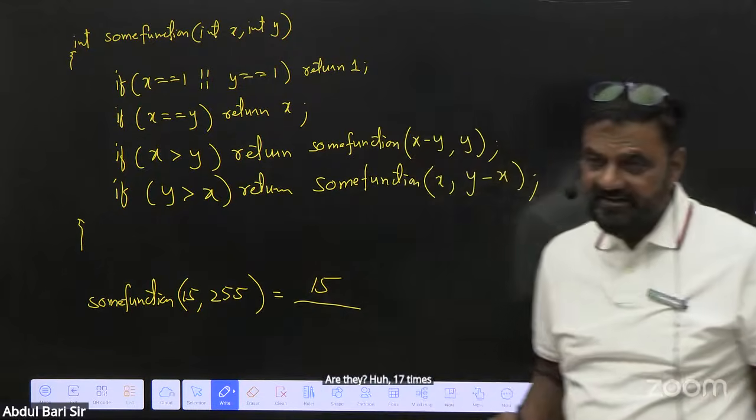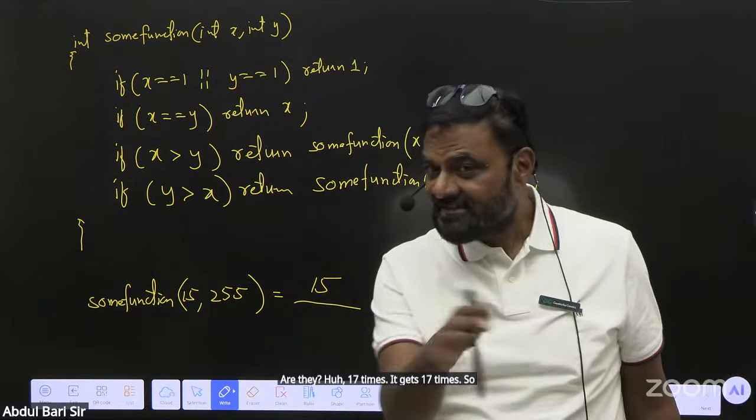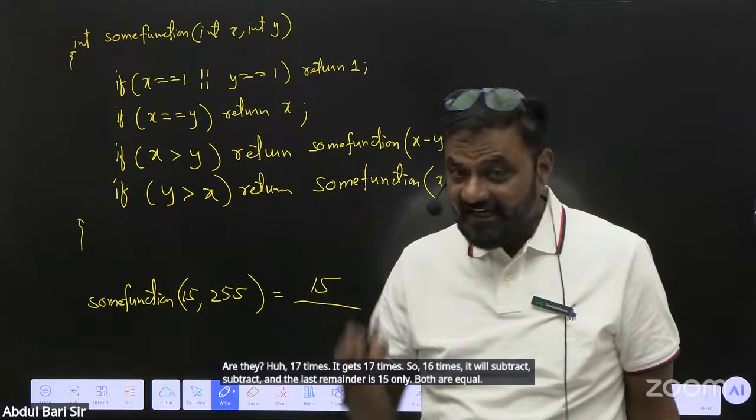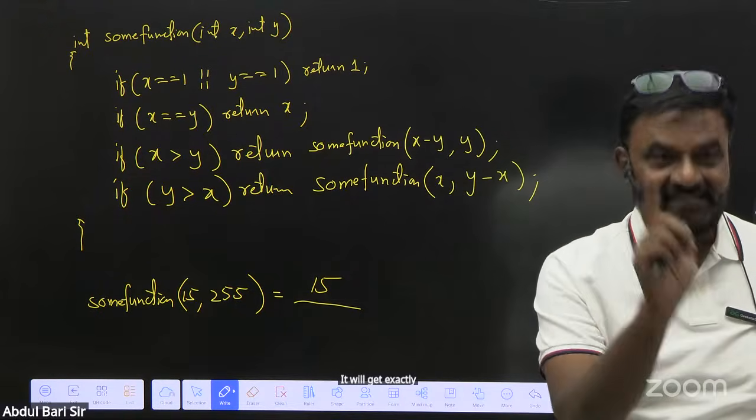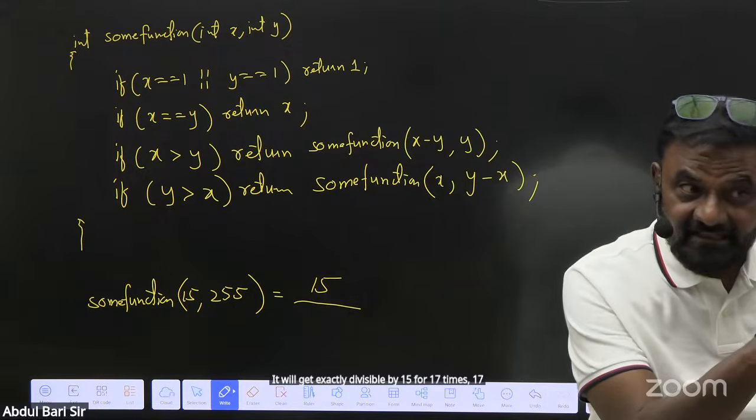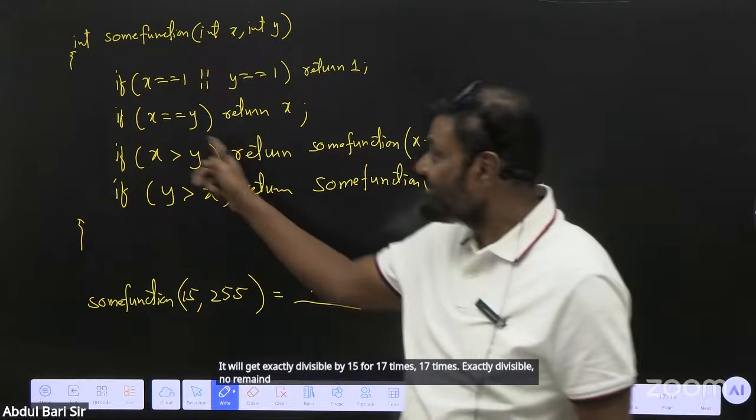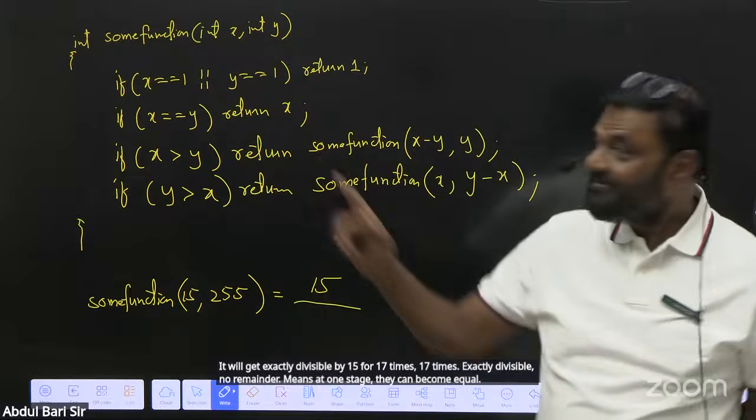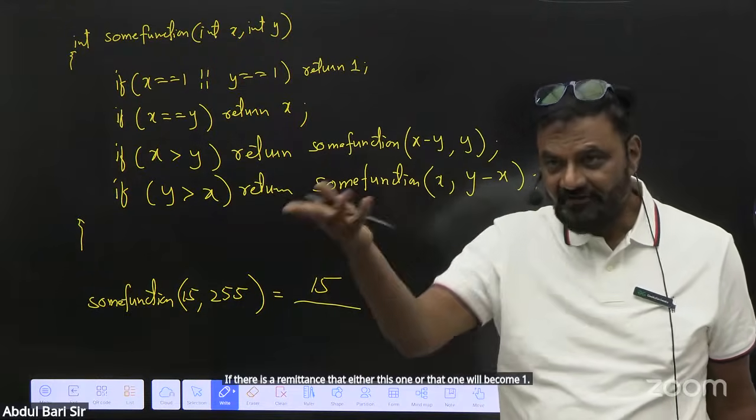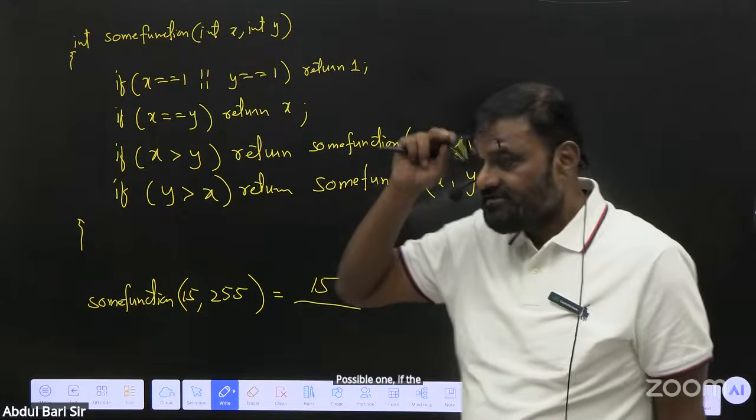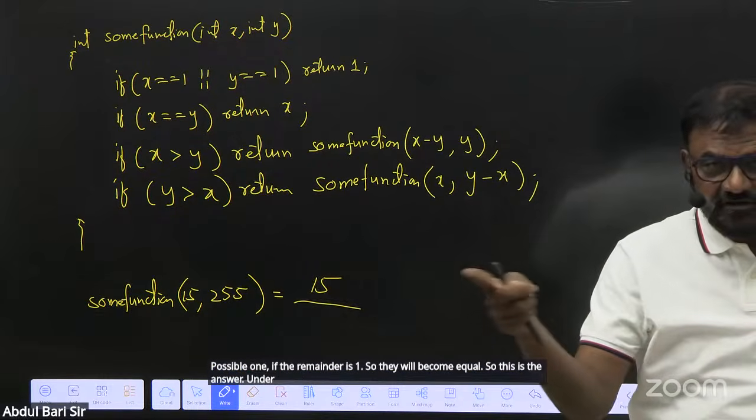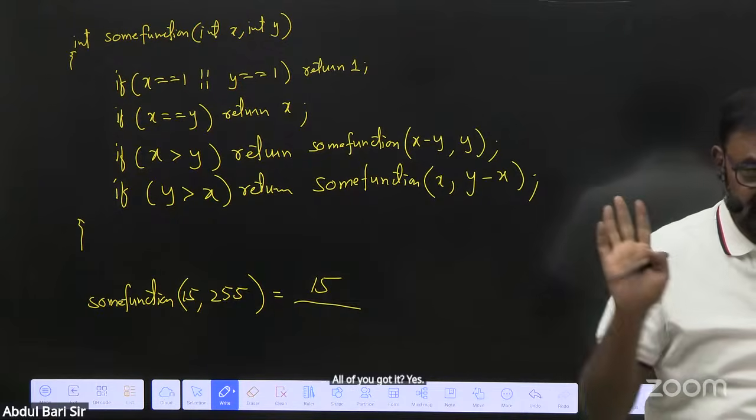17 times. It gets 17 times. So 16 times it will subtract, and the last remainder is 15 only. Both are equal. It will be exactly divisible by 15 for 17 times. Exactly divisible, no remainder. That means at one stage they can become equal. If there is a remainder, then either this one or that one will become 1, possible if the remainder is 1. So they will become equal. So this is the answer. Understood? All of you got it? Yes, without tracing, you have answered it.